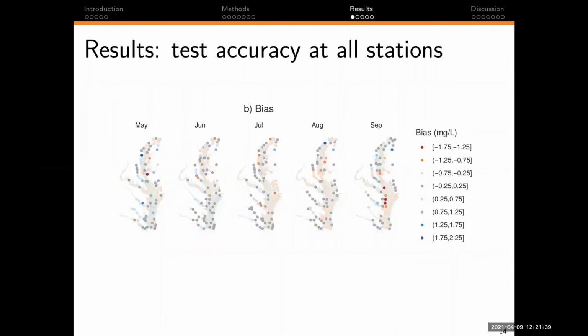If we look at the bias, it tends to be pretty low at all the locations as well. One thing I'll note here that will come up again several times later is that we tend to have a low bias in July, August, and some places in September, particularly in the lower half of the bay. So here the model is predicting less oxygen than was actually observed.